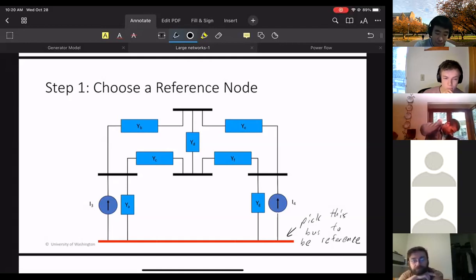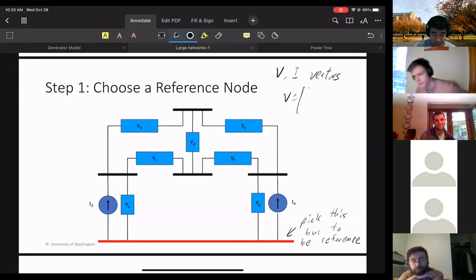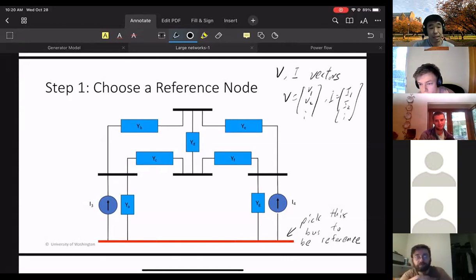Then what else can we do? Well, remember our goal is to build a vector. These are vectors, right? So I want to build them as vectors. Vectors have components. So V is actually V1, V2, and so on. I is I1, I2, and so on. So the next thing we do is to number the buses. We'll assign labels or numbers to the buses.